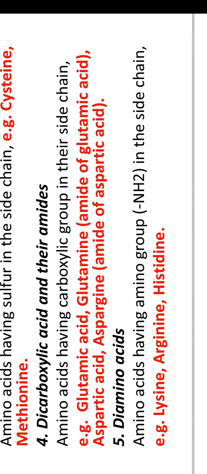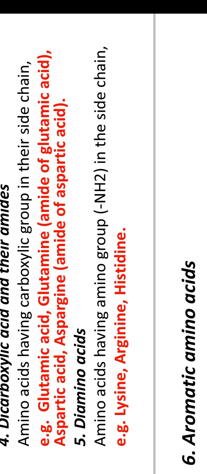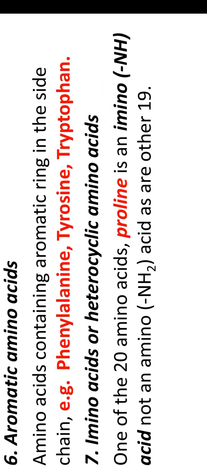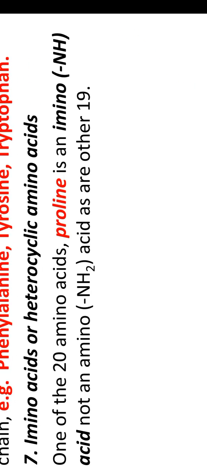Next, a diamino acid. Amino acid having an amino group in the side chain. Example, lysine, arginine, histidine. Next, aromatic amino acid. So an aromatic ring is present in the R group. So that is known as aromatic amino acid. Phenylalanine, tyrosine, tryptophan. This type of amino acid present in the protein gives the aromatic, that means the smell. That is aromatic amino acid. Then imino acid or heterocyclic amino acid. Of the 20 amino acids, proline is an imino acid, so not an amino acid like our other 19. So except proline, all others are amino acids. This one is the imino group.